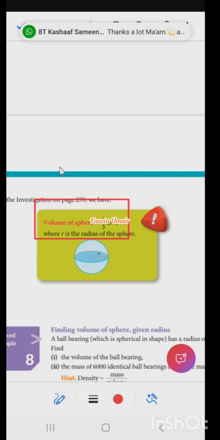So if it is a hemisphere, then we will halve this volume. Okay, and it does not make any difference in the volume if the sphere is solid or if it is with the open lid. Okay, so it does not matter. If the sphere is complete, this is the formula. If it is hemisphere, we will halve it. Okay, just like we were doing in the other formulas.